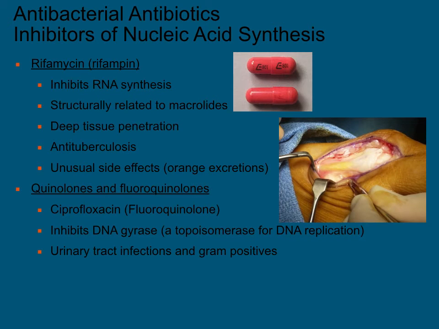Then we have the rifamycin. Rifamycin, that's my favorite, or rifampin, inhibits synthesis of RNA. It also is structurally related to other macrolides. And rifampin in particular not only inhibits RNA, but can also prevent DNA replication through affecting topoisomerases, DNA gyrase in particular. It's used as an anti-tuberculosis drug, but it has this really weird side effect.